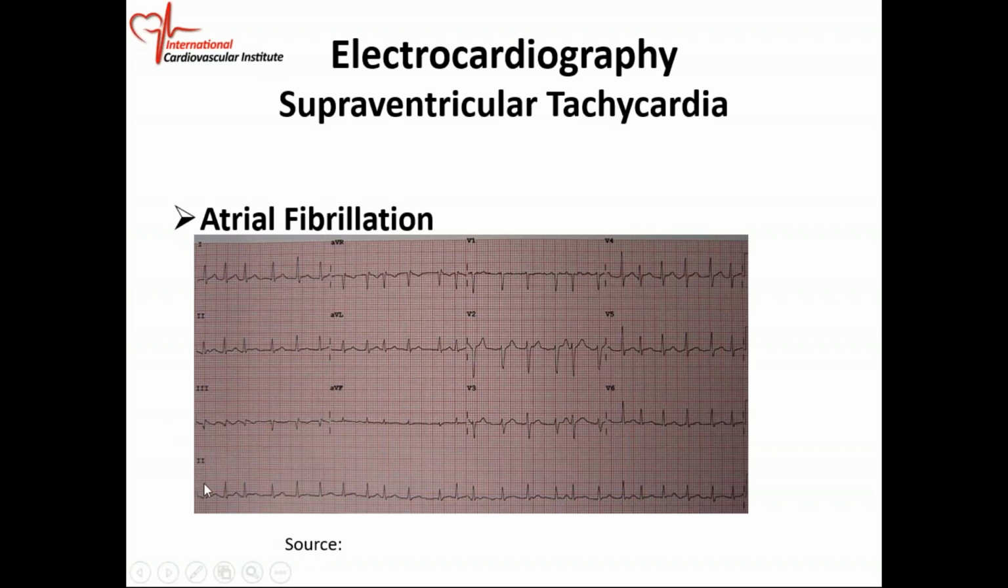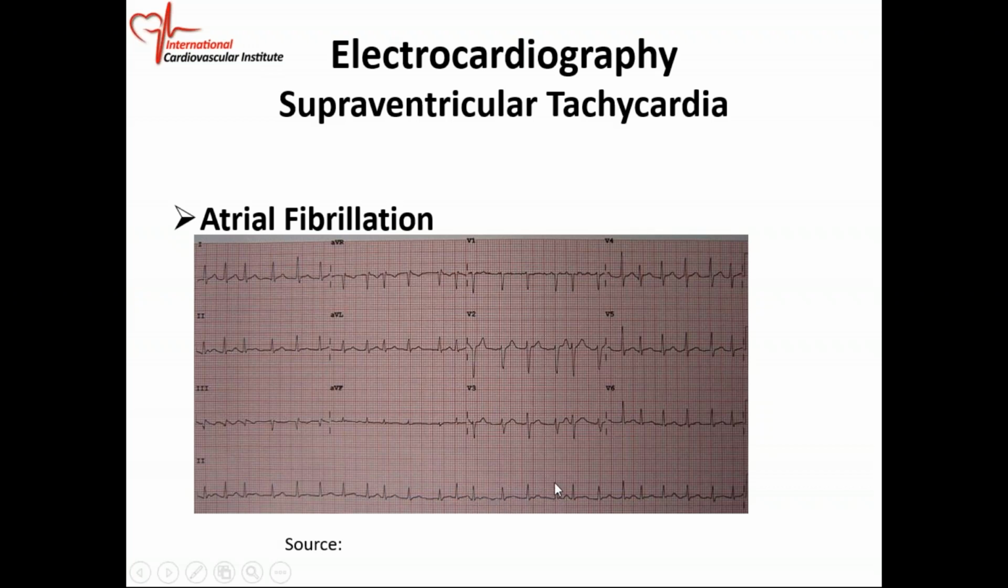There is no discernible P wave. And when you look at your R to R interval, it's irregularly irregular. There is no regularity to it. Every beat is different. The interval is different. Every beat, the interval is different.